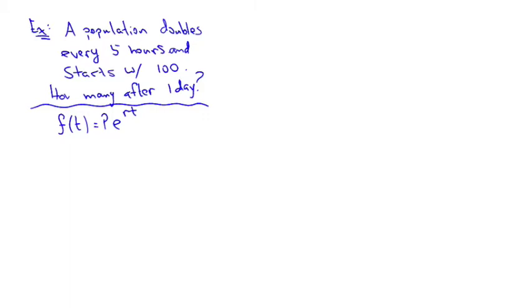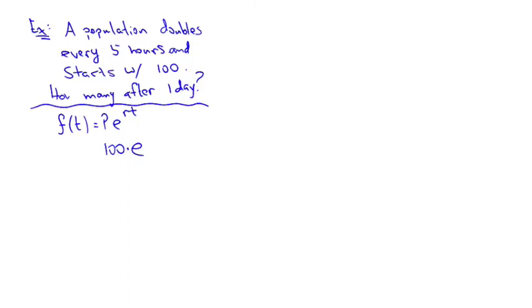What do I know? It starts with 100. Where would I put that? P. So 100 goes in for P. E doesn't ever change, so it'll be times E. The rate. Do I know the rate? 5 hours. That's not a rate though. 5 hours is a time. Doubles, so 2. 2's and doubles.